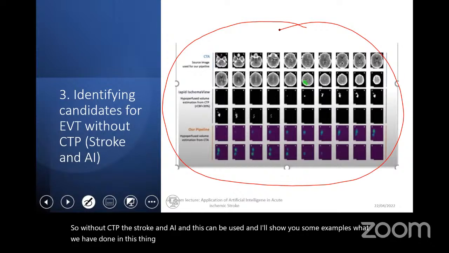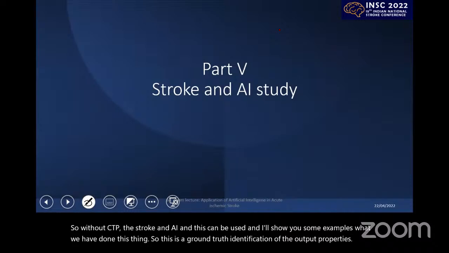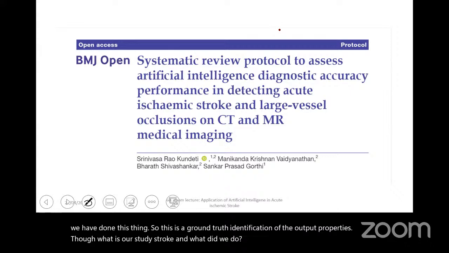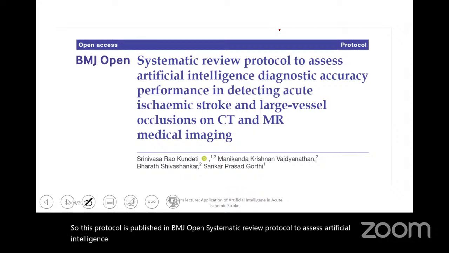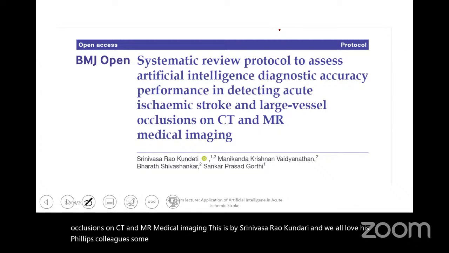So this is the ground truth identification of the output properties. What is our study, and what did we do? This protocol is published in BMJ Open: a systematic review protocol to assess artificial intelligence diagnostic accuracy performance in detecting acute ischemic stroke and large vessel occlusions on CT and MR medical imaging. This is by Srinivasa Rao Kundeti and his Philips colleagues, some engineers. These are the data scientists.